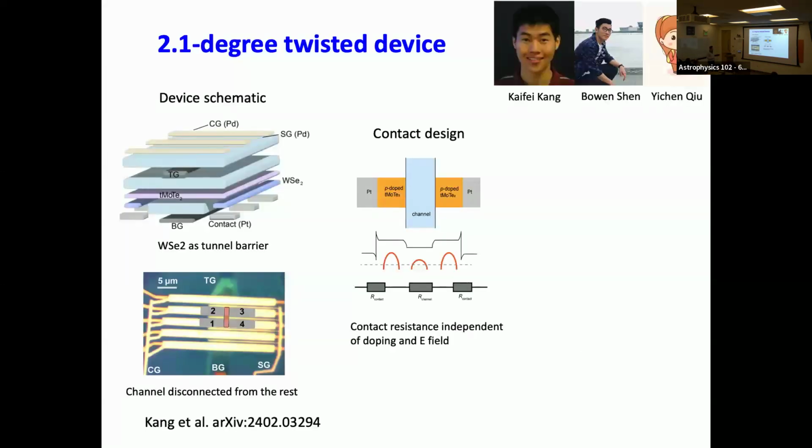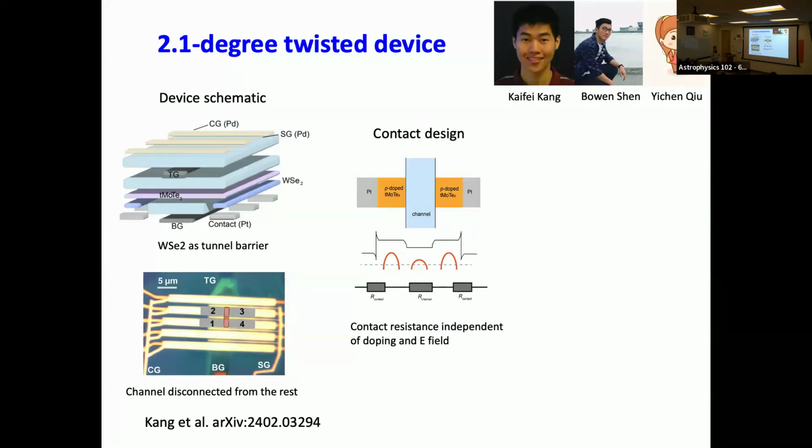And this is our recent preprint. We look at a 2.1 degree twist angle device, twisted MoTe2. Compared to the earlier studies, which focused on devices between 3.5 and 4 degrees, this is about half of the twist angle. If you convert into moiré density, that's really 1/4 of the moiré density. So we are dealing with a much smaller moiré density in this system.